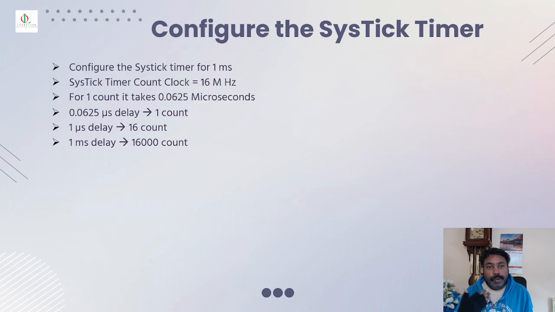And going further, if you want to change the count, then you have to change the delay as well. For one count, it takes 0.0625 microseconds, and a 0.0625 microsecond delay is considered as one count. For 1 millisecond, you need 16 times that, 16 counts for a microsecond. Therefore, if you want to generate 1 millisecond, it's 1000 times that, so 16,000 counts. Microsecond delay is 16 counts, and for one count it's 0.0625 microseconds by the calculation.